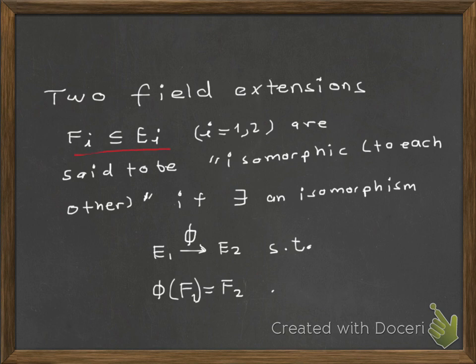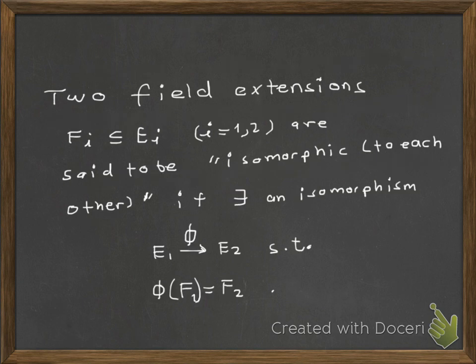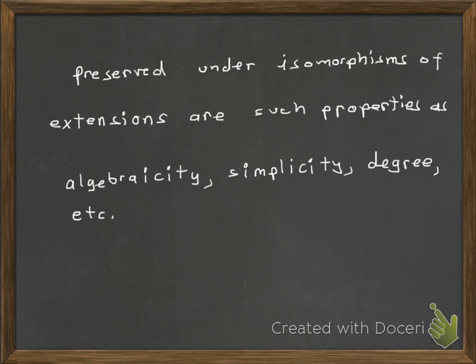So we start out with two extensions like so, and they are said to be isomorphic if there's an isomorphism between the overfields E1, E2, say phi, that takes the base field number 1 to base field number 2. And of particular importance is when F1 and F2 are the same field. And this should come as no surprise, right? That certain algebraic properties of extensions are preserved under isomorphisms of them, such as algebraicity, simplicity, finite degree, infinite degree, etc.